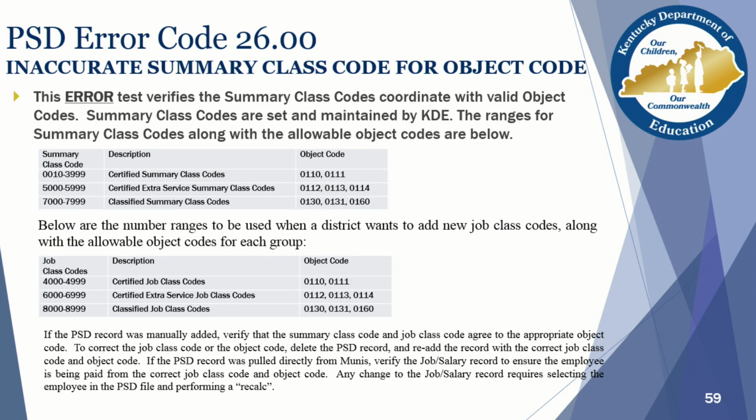So error code 26, this is an accurate summary class code for object code. This error test verifies the summary class codes coordinate with valid object codes. And you actually have grids that I've entered here so that you can actually see. Summary class code 0110 to 3999 would need to be with object codes 0110 and 0111, and so on through the screen. You want to make sure that those all do match accordingly.